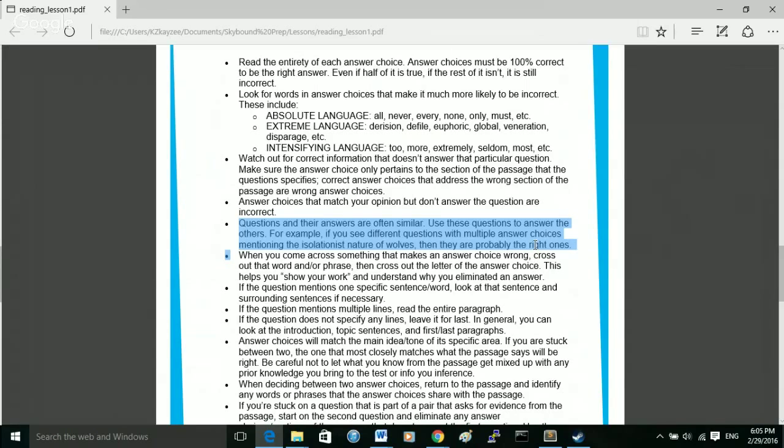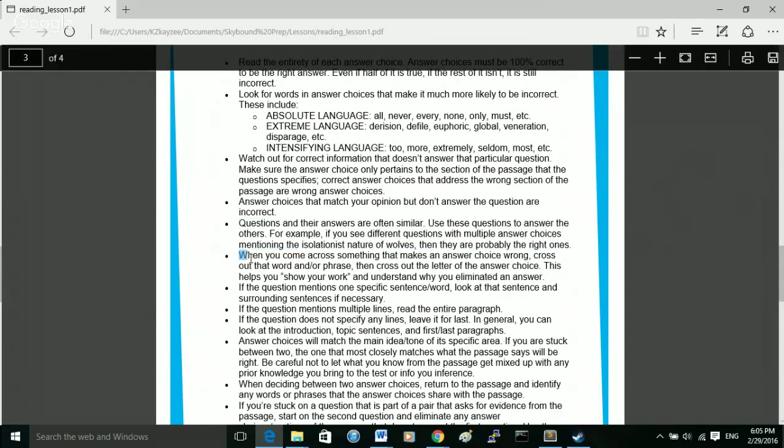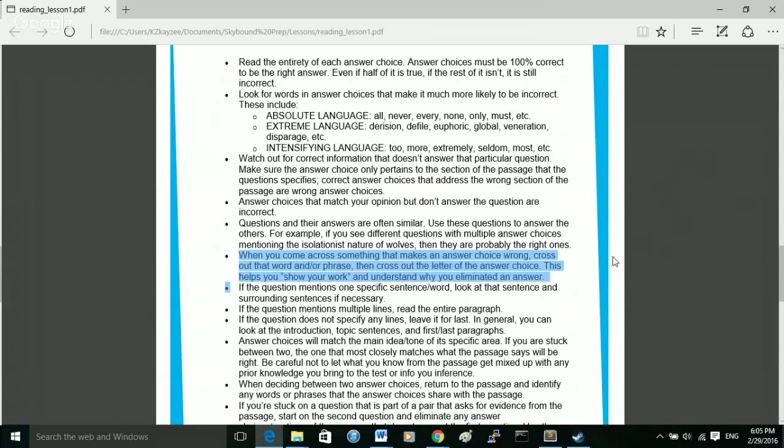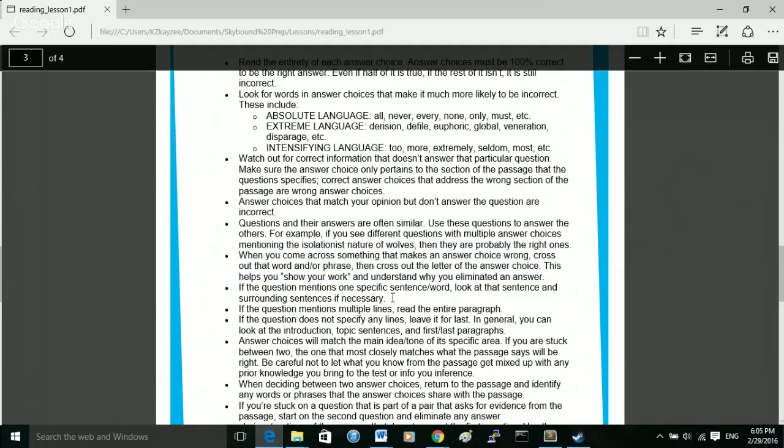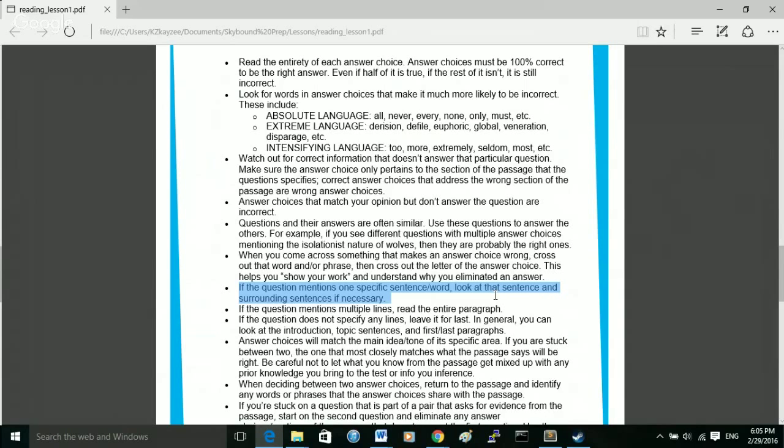For example, if you see different questions with multiple answer choices mentioning the isolationist nature of wolves, then they're probably the right ones. When you come across something that makes an answer choice wrong, cross out the word and/or the phrase, then cross out the letter of the answer choice. This helps you show your work and understand why you eliminated your answer choice.